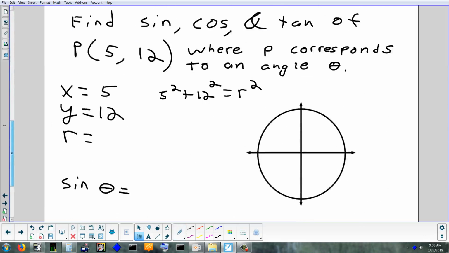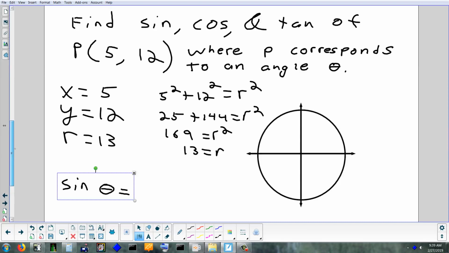Okay, what's 5 squared? 25. 12 squared? 144. If you add those up, you get 169. And what's the square root of 169? 13. Now, I picked one that came out nice because I didn't want to have to deal with square roots in this one. And that's it. So now we just plug into our formulas.